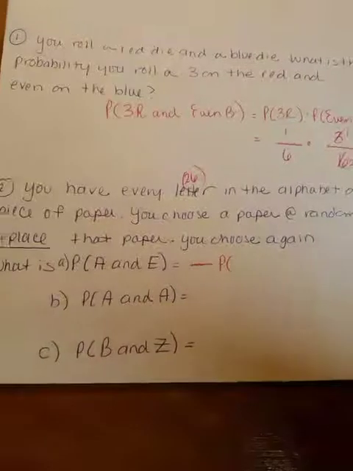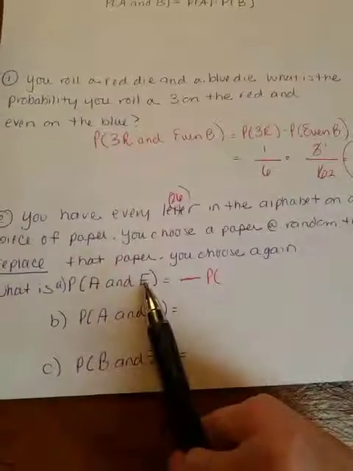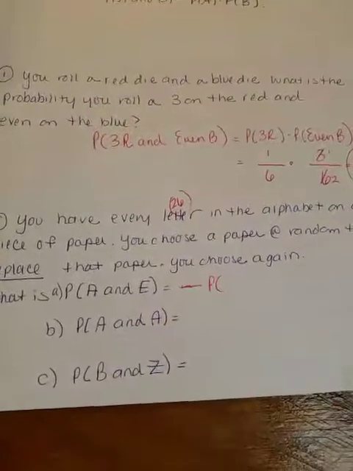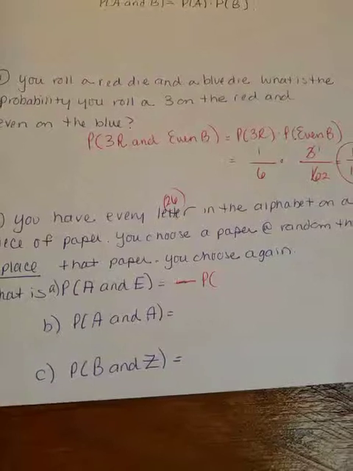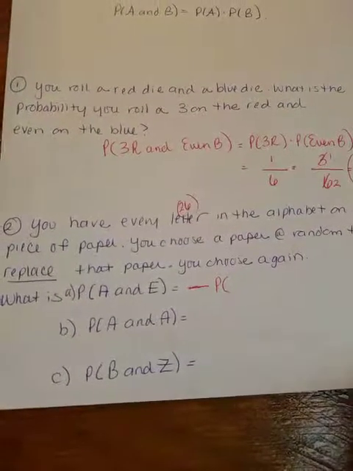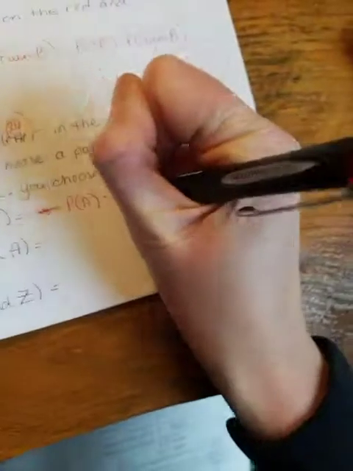So because these are independent events, let me back up. When you want to get an A, you picked that paper from the bowl, you looked at it, and then you put it back. So when you go to choose the E, the playing field is the same. There's still 26 pieces of paper in the bowl. Nothing has changed. They haven't influenced each other. You're going to see in a second how they can influence each other. Okay? So, really you're asking, what's the probability of A times the probability of getting an E?